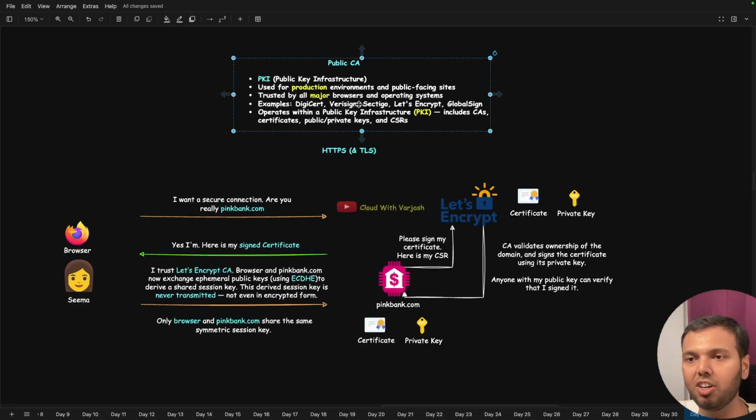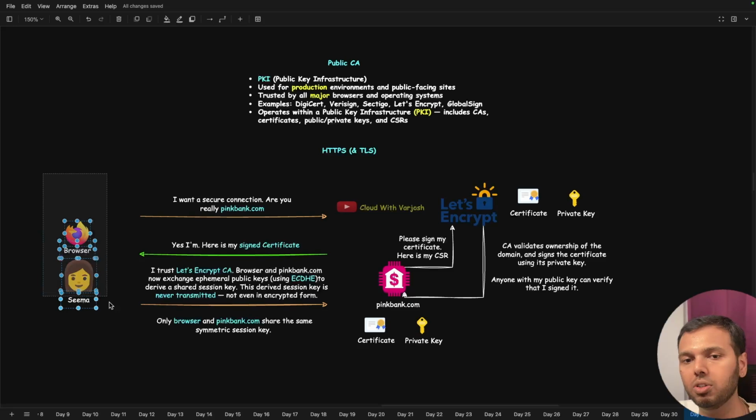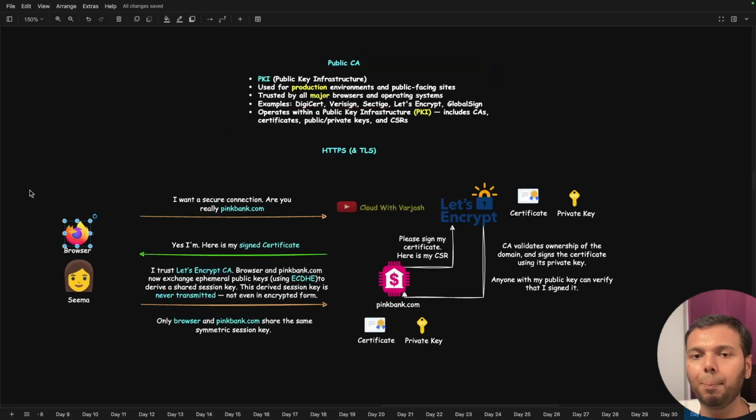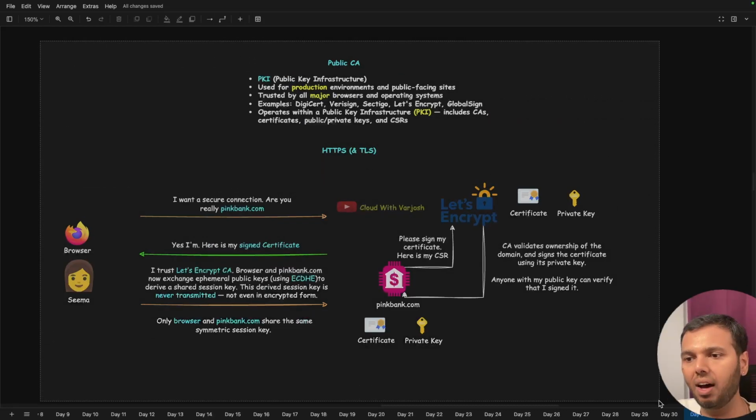So DigiCert, VeriSign, Sectigo, all the modern browsers will have the certificates associated with these certificate authorities in the browser's trust store. Then it operates within a public key infrastructure, PKI, which, like we saw in the first point, includes certificate authorities, certificates, public and private keys, and CSRs. So I hope public CAs are understood.